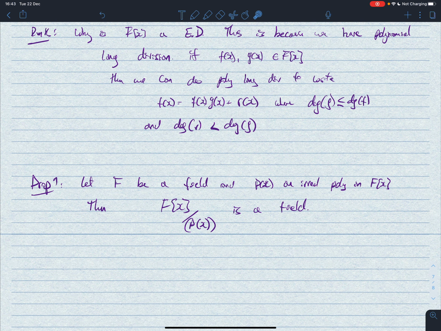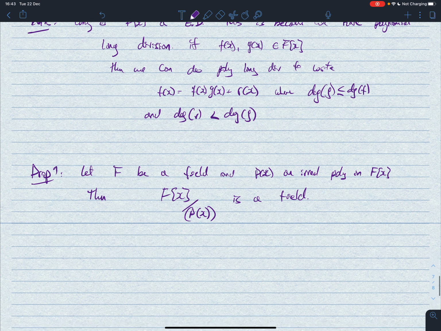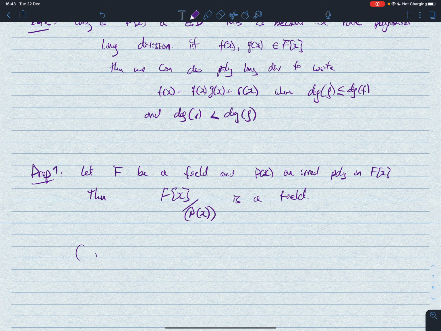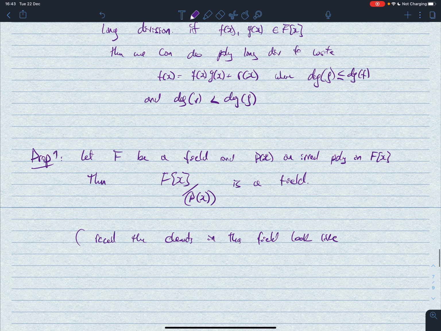So let me just remind you, what do the elements in this field look like? You can write it as, well, you have some polynomial f(x) plus you have some remainder, so you have some a(x) p(x). So this is some element in the ideal (p(x)), and this is just some other element in my polynomial ring. So everything in this field I can represent as some polynomial up to some element in this ideal generated by p(x).